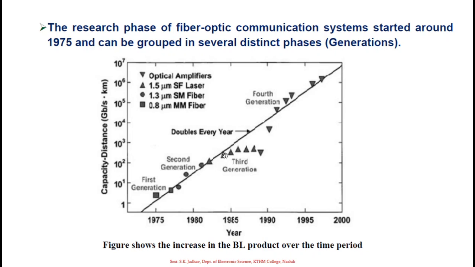The research phase of fiber optic communication systems started around 1975 and can be grouped in several distinct phases. In every generation, BL product, that is bit rate distance product, increases initially but then begins to saturate as the technology matures. Each new generation brings a fundamental change that helps to improve the system performance further.